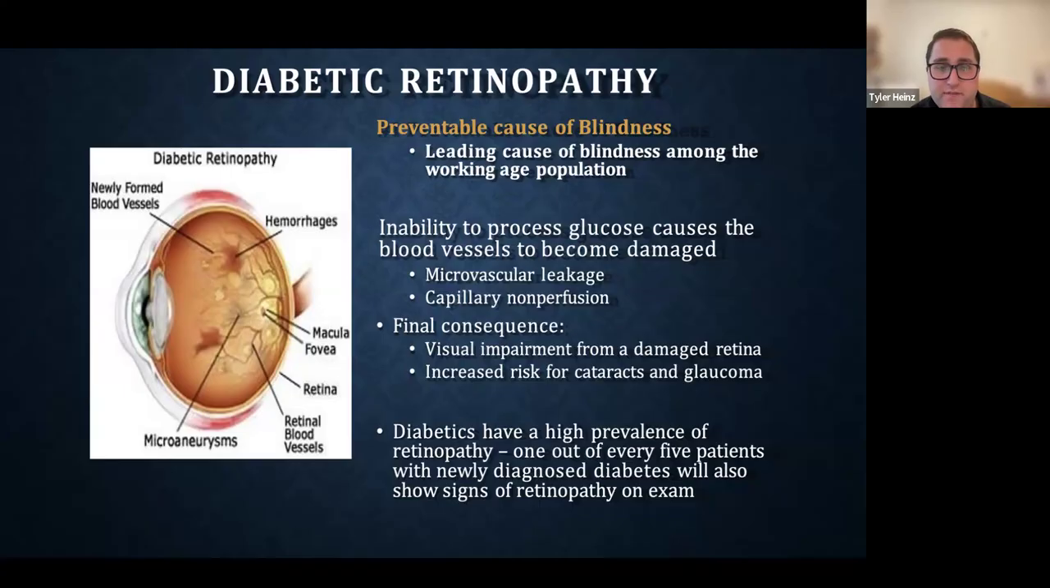Now, of course, we don't want that for the patients, but it happens. And it's one of the cool things I can say that we do get to see and hopefully treat and prevent vision loss. Because again, diabetic retinopathy is one of our biggest causes of preventable blindness. 1 out of every 5 patients with newly diagnosed diabetes will also show signs of retinopathy on their exam.